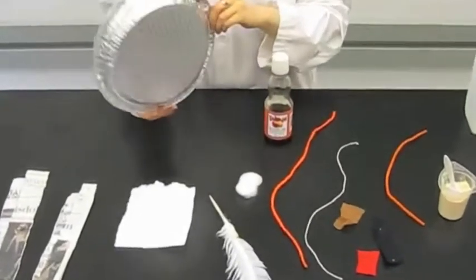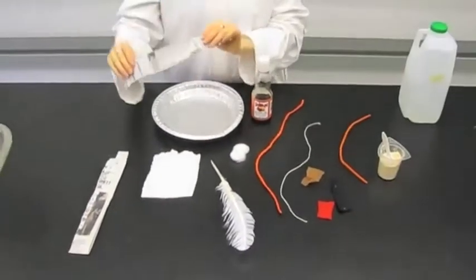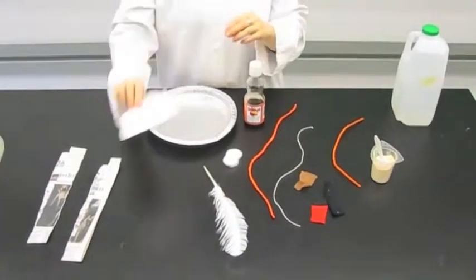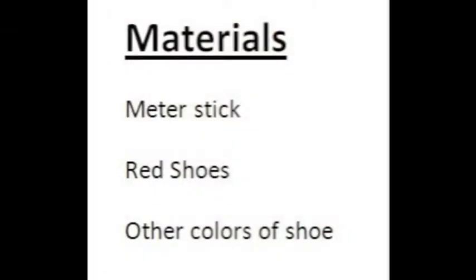Part 3. Materials. List the materials you will need to do the lab. Think through the lab and list everything. It might help to do the lab first and keep track of the materials you use, but only if you remember to write everything down. For example, in this lab we will need red shoes, other colors of shoes, and a meter stick to measure how high we jump.